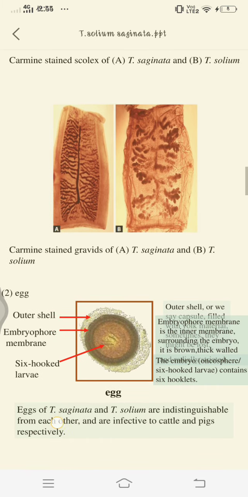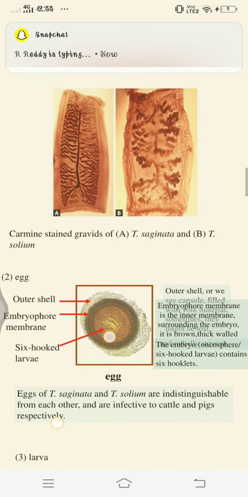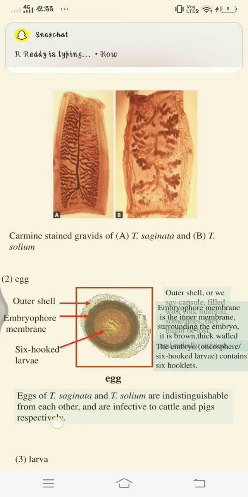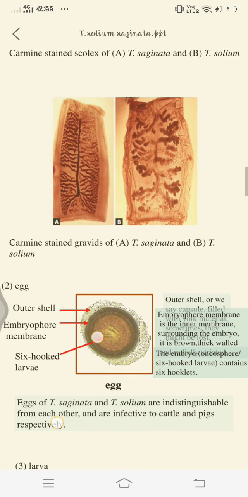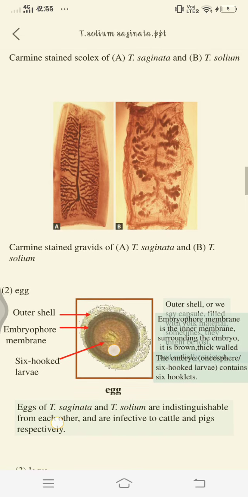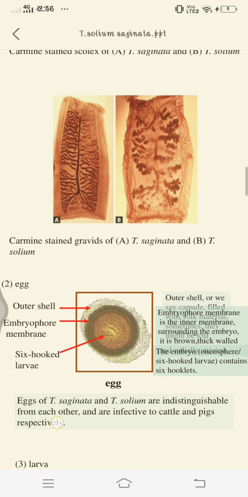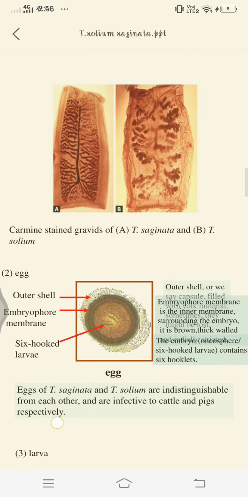And next, coming to the embryophore membrane. It is the inner membrane surrounding the embryo inside. Of course, it is brown and thick walled, and it surrounds the embryo, or the oncosphere. So this is called the oncosphere. It has a 6 hooked larva, that is nothing but 3 hooked pairs, and contains 6 hooklets. This is important.